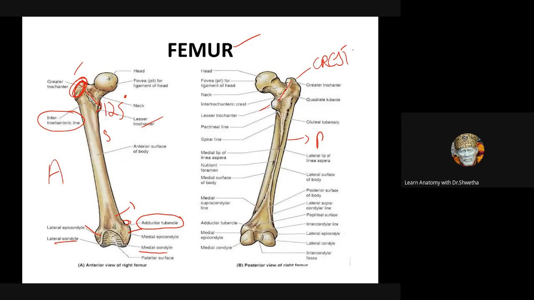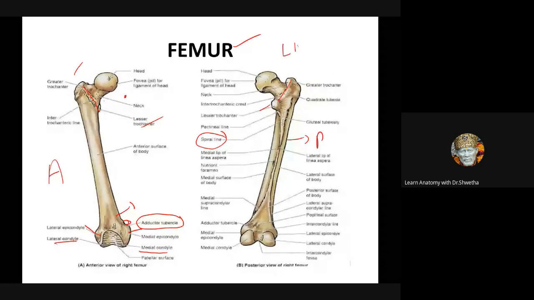Okay. You have an MCQ question now. See here. Now you have the intertrochanteric line. Posteriorly, it continues as the spiral line. See here, it continues as the spiral line. Okay. Now I will stop at this and explain something which is called linea aspera.